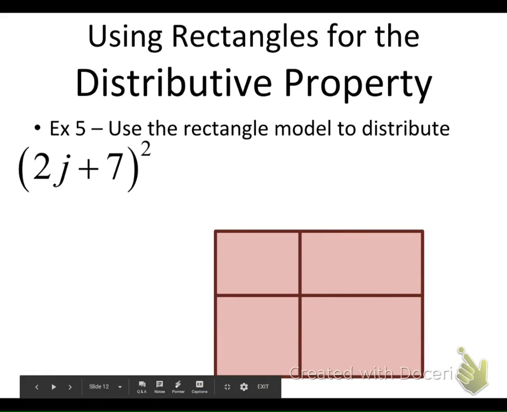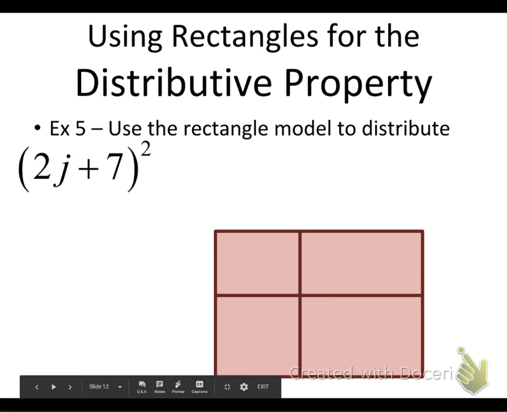Example number 5. 2j plus 7 in parentheses, squared. I think it's going to start getting harder. So 2j plus 7 squared. Go ahead and write that down.